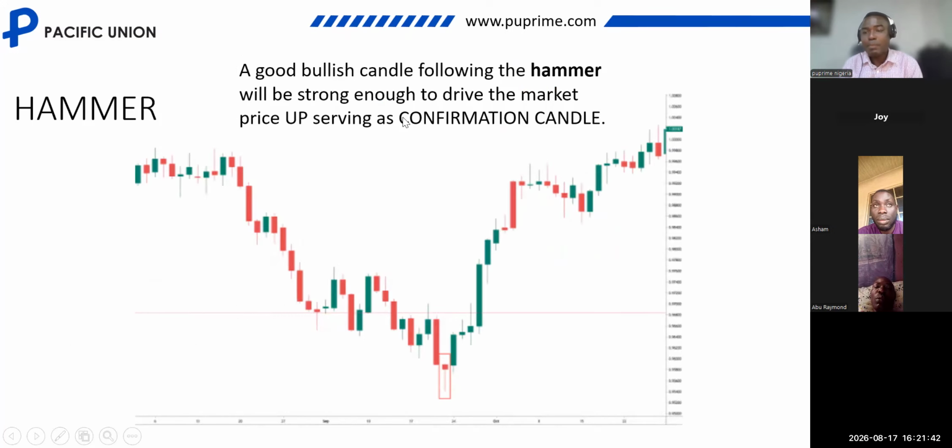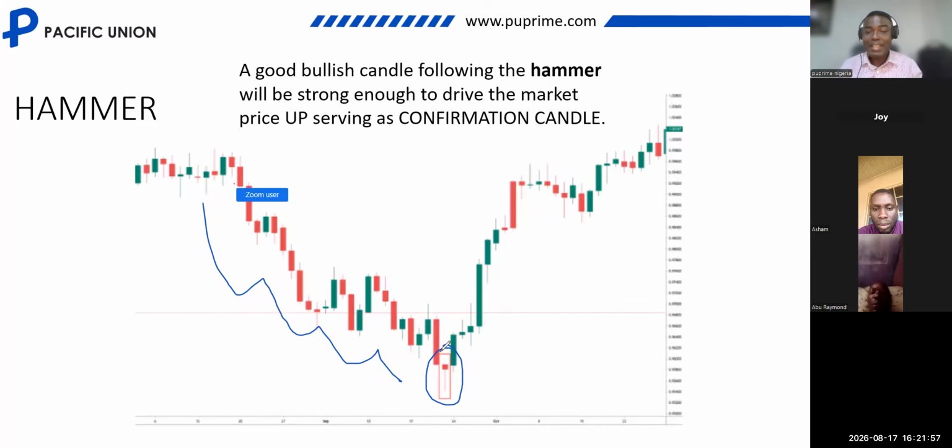Now, this is an example of a hammer. You can see the market is in an overall downtrend. Then we can see a hammer formed. In this example, it's a red hammer. And like we said, it doesn't matter whether it is green or red. It can be either, though green means more volatility, but with red, it will still buy.